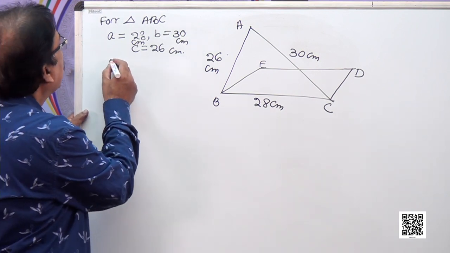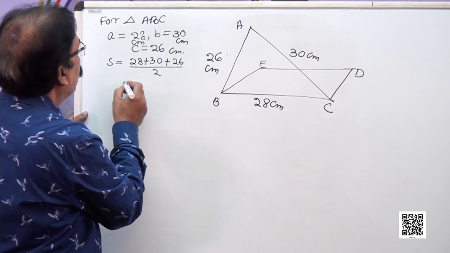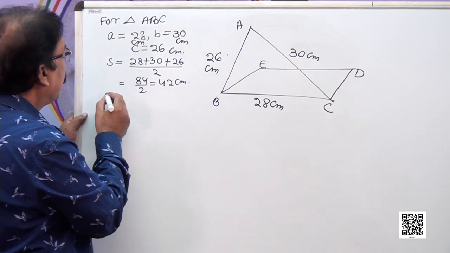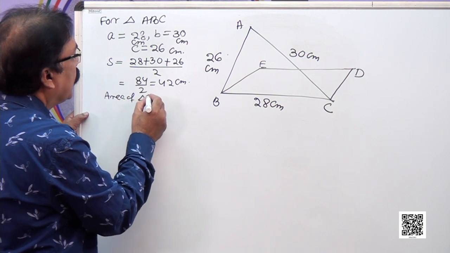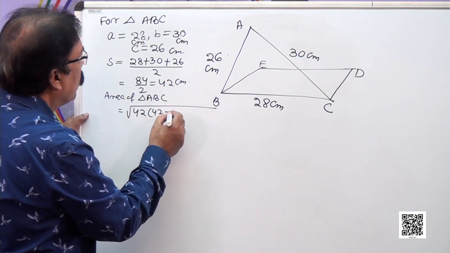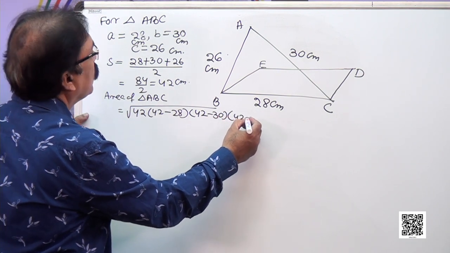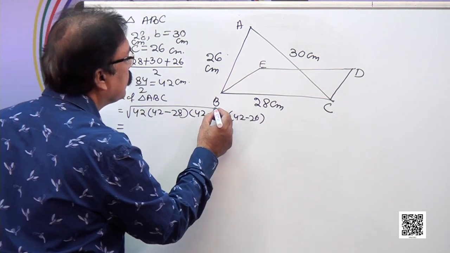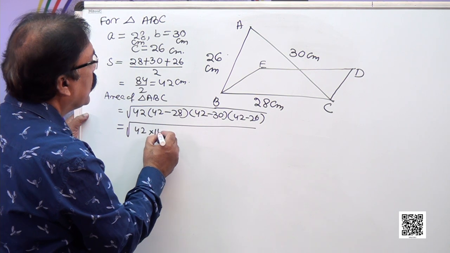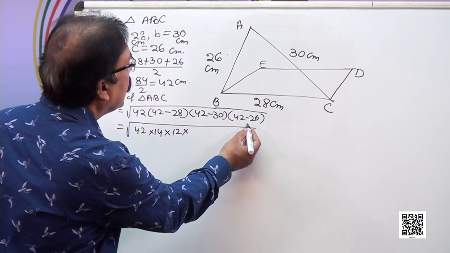So, semi-perimeter S is equal to (28 centimeter plus 30 centimeter plus 26 centimeter) by 2, that is 84 by 2 or 42 centimeter. If S is 42 centimeter, then area of triangle ABC is equal to square root of S, that is 42, into 42 minus 28, into 42 minus 30, into 42 minus 26. This gives square root of 42 into 14, into 12, into 42 minus 26, is 16.